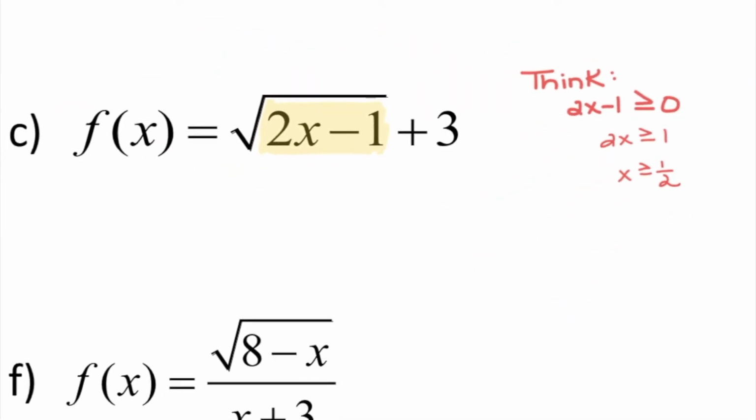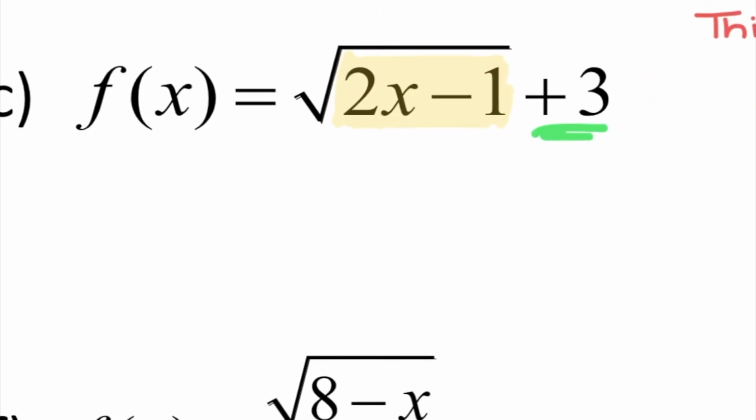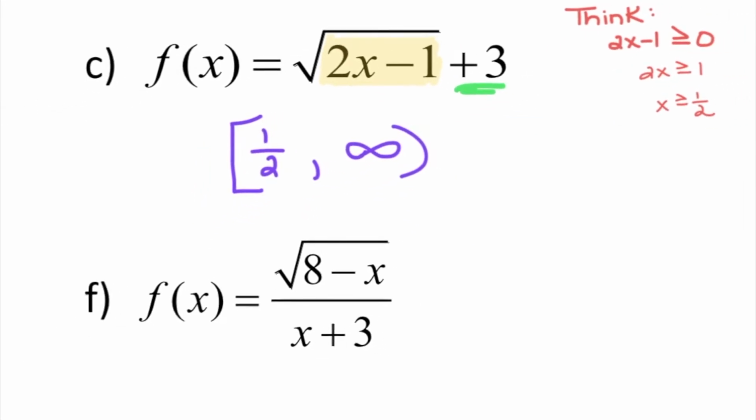And in a minute, you'll see in the graph, first of all, that the 3 doesn't impact the domain at all, because it just shifts the graph up. So a shift strictly up or down isn't going to affect a graph's domain, because you're only messing with the y values. And so in this case, our domain is going to be from 1/2, including 1/2, going all the way up to positive infinity. And you'll see that in the graph in a minute.